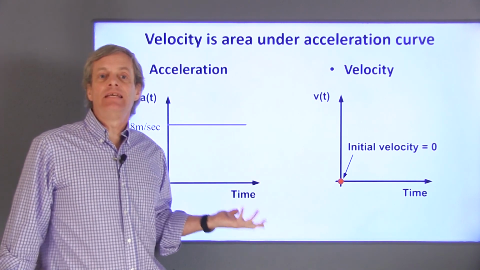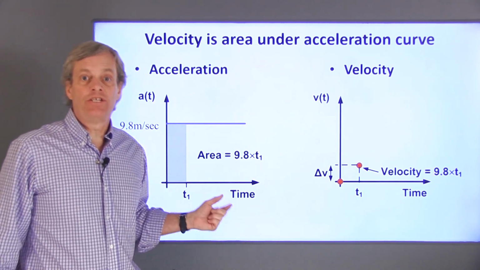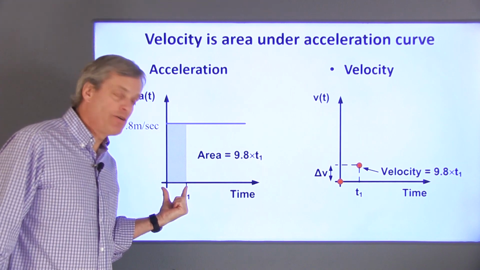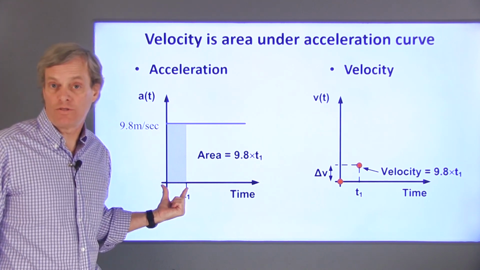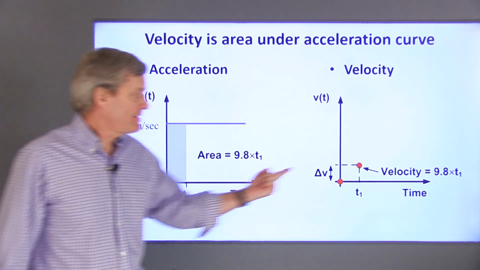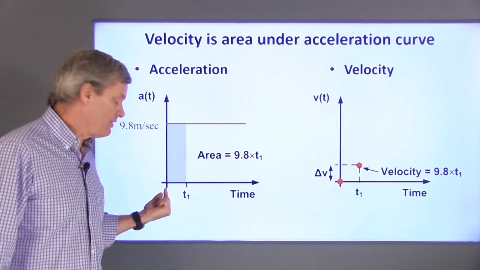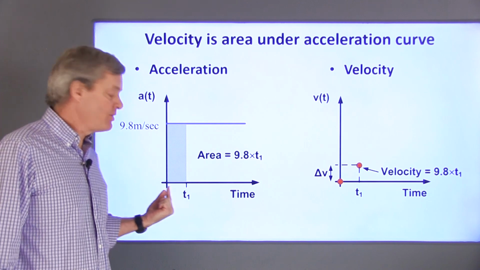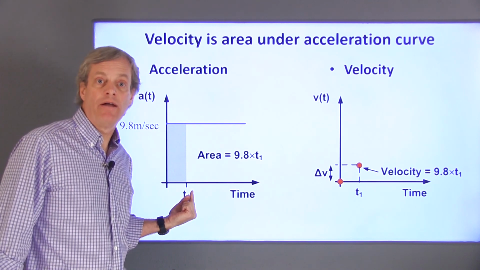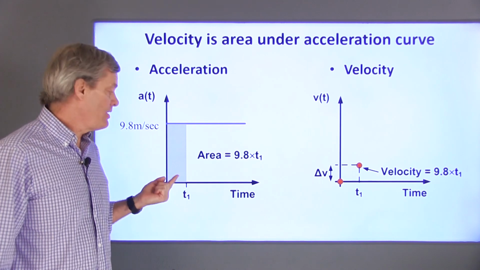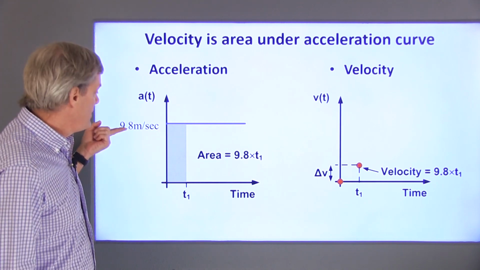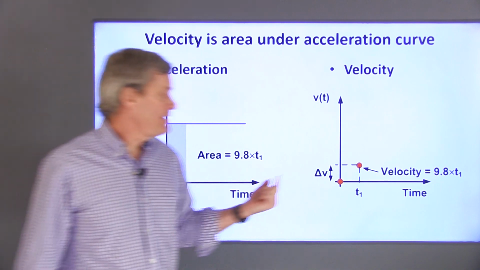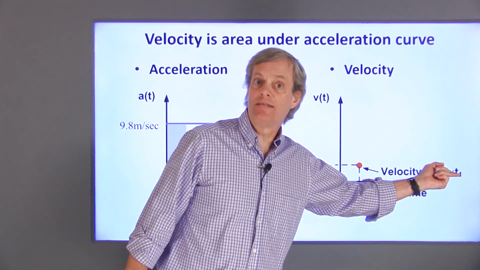Since velocity is the integral of acceleration, the change in velocity between 2 points is just the area under the acceleration curve between those points. So the velocity at a time t1 is the initial velocity, 0, plus the area under the acceleration curve between times 0 and t1. This area is just the area of a rectangle with height 9.8 and base t1. So the velocity at time t1 is 9.8 times t1.